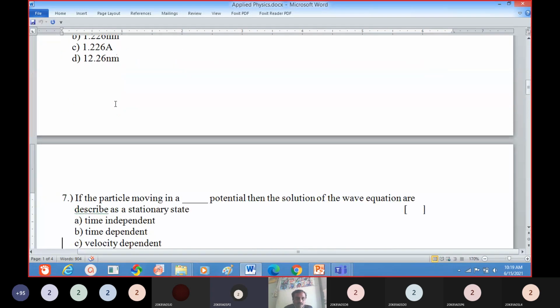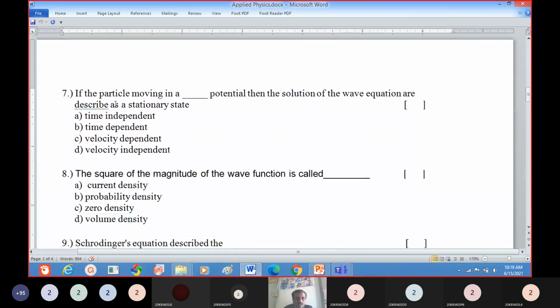Okay. Now we are going to the seventh one. If the particle is moving in a dash potential, then the solutions of the wave equation are described as stationary states. Okay, if the particle is moving in a, that means we have to find out where it will be moving. Time independent, sir. Yes, so time independent.